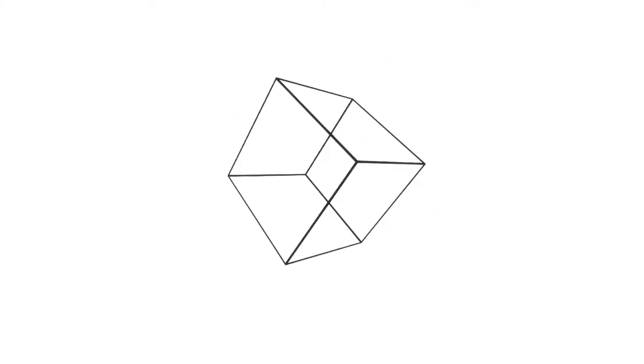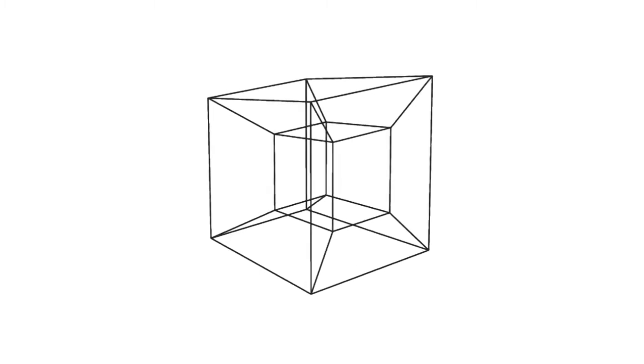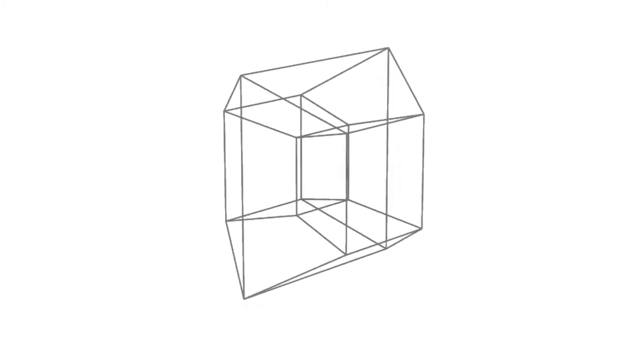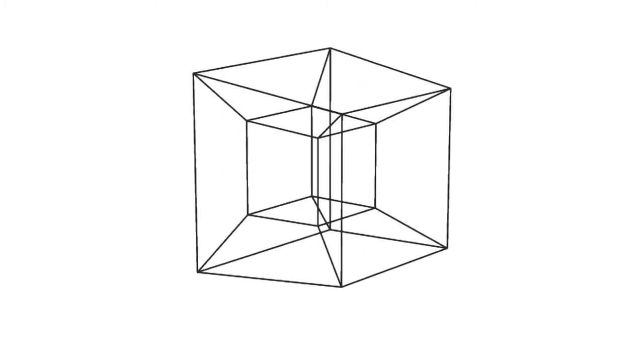And it's a very complicated image. It's actually a three-dimensional representation of a two-dimensional representation of a four-dimensional object. And that four-dimensional object you could think of as a representation of time and space.